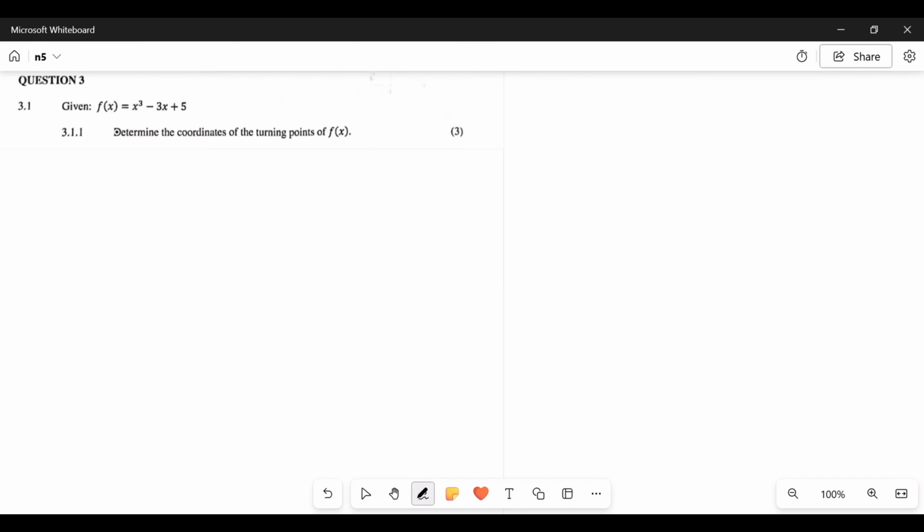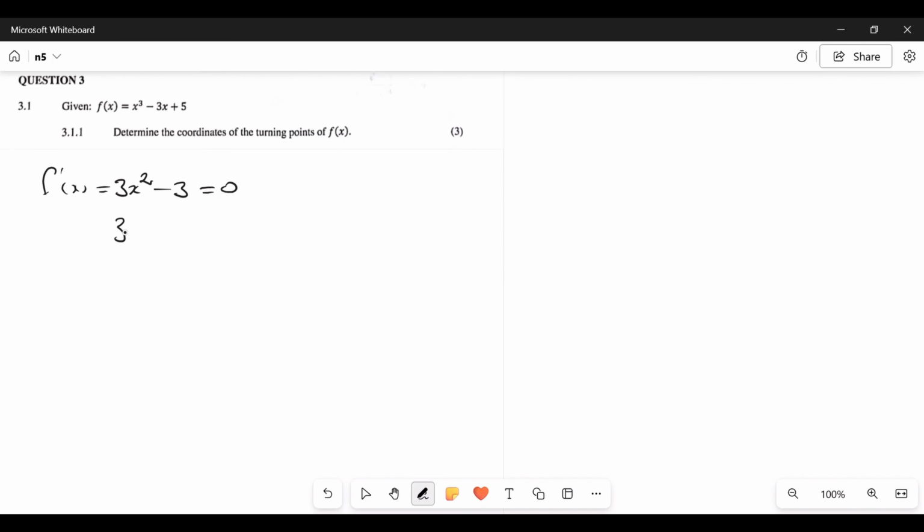First of all, we derive this. When you derive this, f prime of x is equal to the derivative of x to the power of 3, which is 3x to the power of 2, minus 3. All this is equal to 0. Do not forget, guys, whenever you are calculating the coordinates of the turning point, when you derive, you will always equate it to 0. Since it's like this, we can transpose this negative 3 to the right hand side.